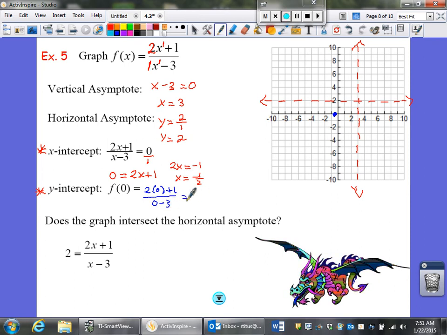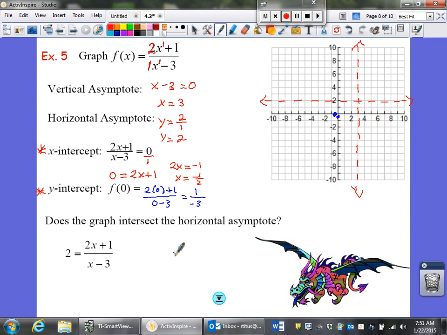So that would be 0 plus 1, which is 1. 0 minus 3 is negative 3, so that's just negative 1/3, which puts us really close. They're really close together. What that pretty much tells me is this graph is probably curving right through here. You can see the way they're angled here, and they're going to be trapped by these asymptotes.